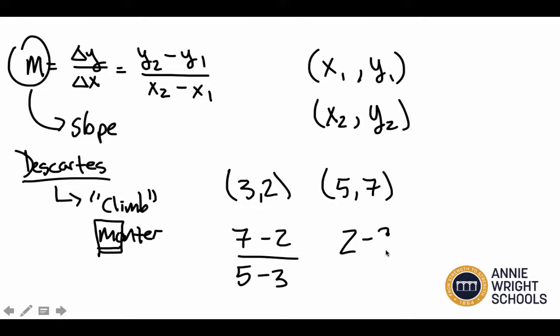7 minus 2, so then you have to do 5 minus 3. You could do 2 minus 7, then you would have to do 3 minus 5. Either way, you end up getting 5 halves. One way you get 5 over 2, the other way you get negative 5 over negative 2. Either way it reduces to 5 halves.